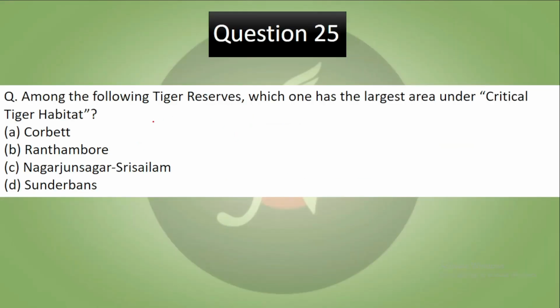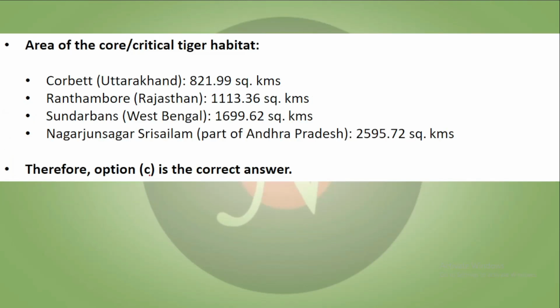Last question of today's session: among the following tiger reserves, which one has the largest area under the critical tiger habitat? Corbett, Ranthambore, Nagarjun Srisailam, Sundarbans. Pause the video, try to answer. Now let's see the answer. So your correct answer is C.